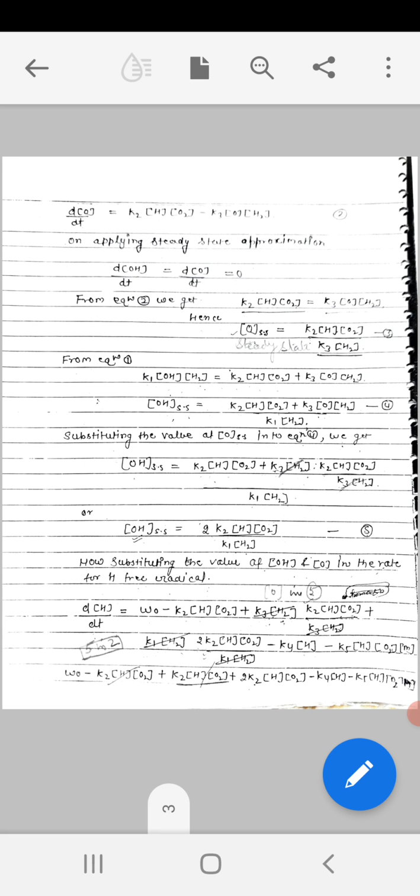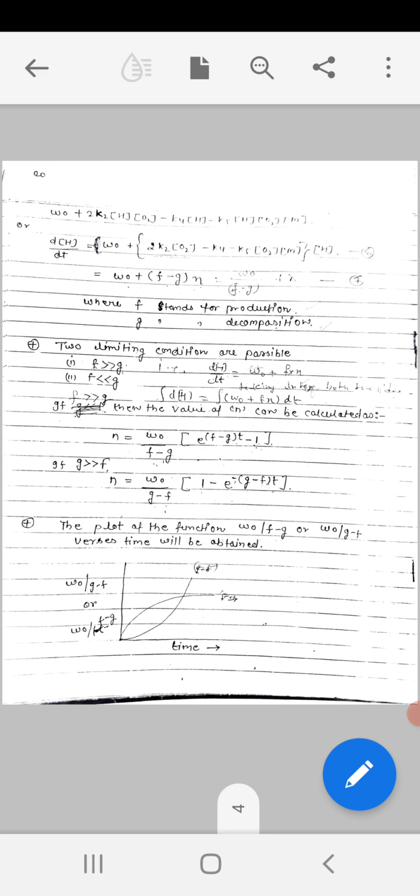If F is greater than G, then the value of N can be calculated as N equal to W0 upon F minus G, e raised to power F minus G into T, minus 1. If G is greater than F, then N will come out to be W0 into G minus F into 1 minus e raised to power minus G minus F into T. The plot of the function W0 upon G minus F versus time will be obtained. On the y-axis we have taken W0 upon G minus F, and on the x-axis time. This type of curve is obtained when it is F minus G, and the upper curve is formed when it is G minus F.